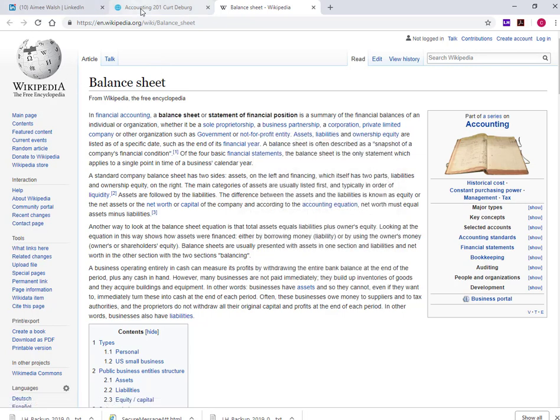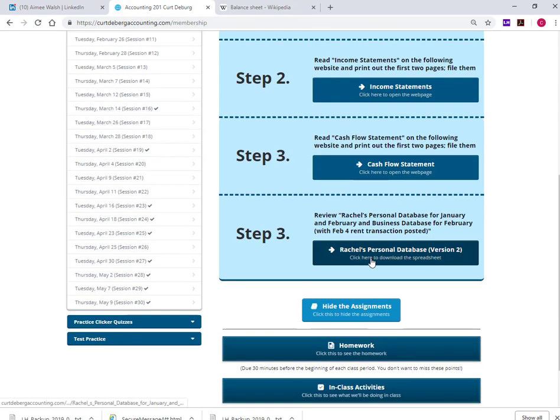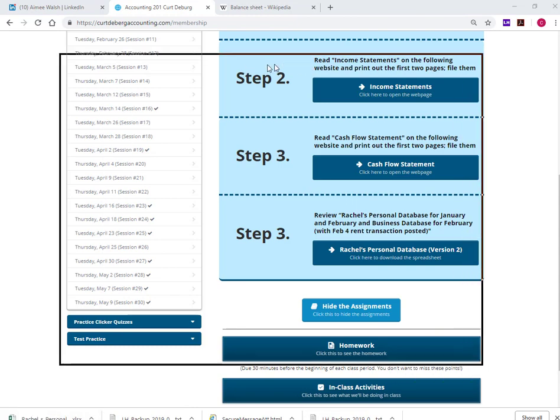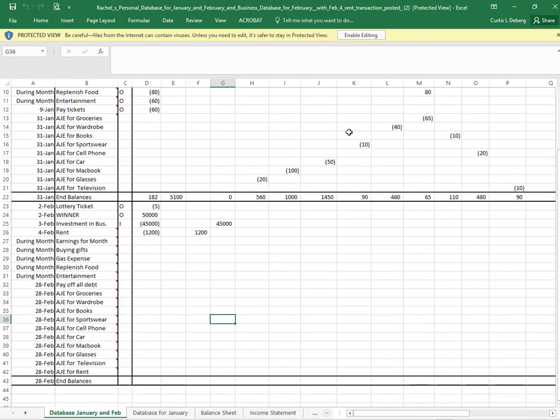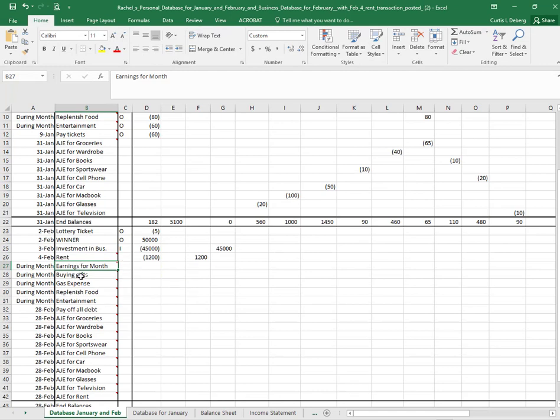But right now, in the first week, I'm trying to convince students that accounting is a powerful tool for them to succeed in business. Now, this last step here, Rachel's personal database, the students download that, and it takes a moment to load up. Their assignment for tomorrow is to take all of Rachel's transactions for the 2nd month, and they have to hover over the comment, and they make the journal entries.